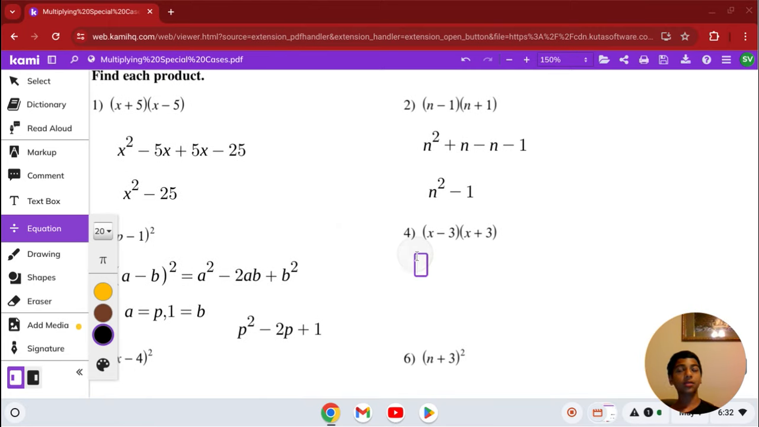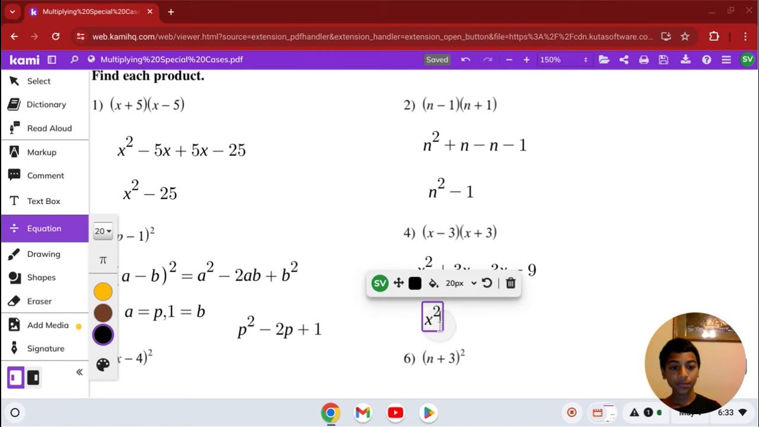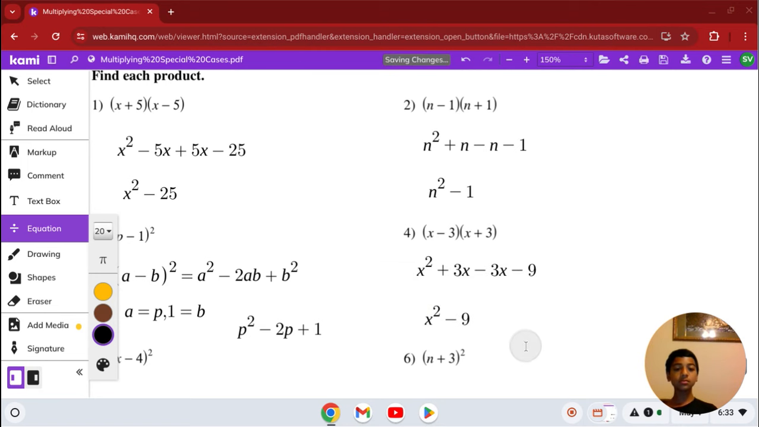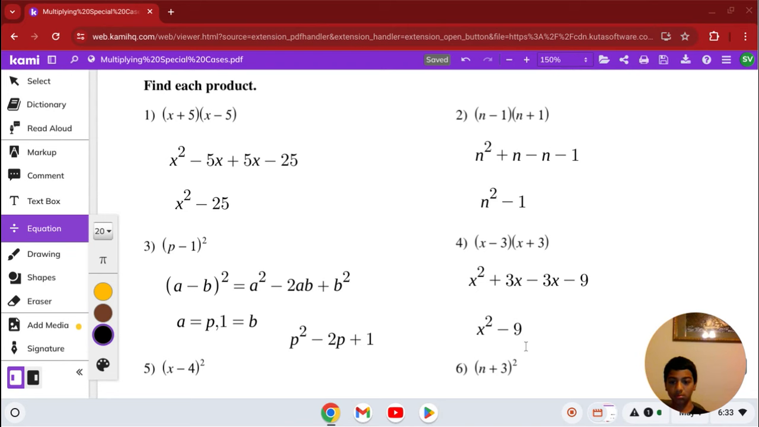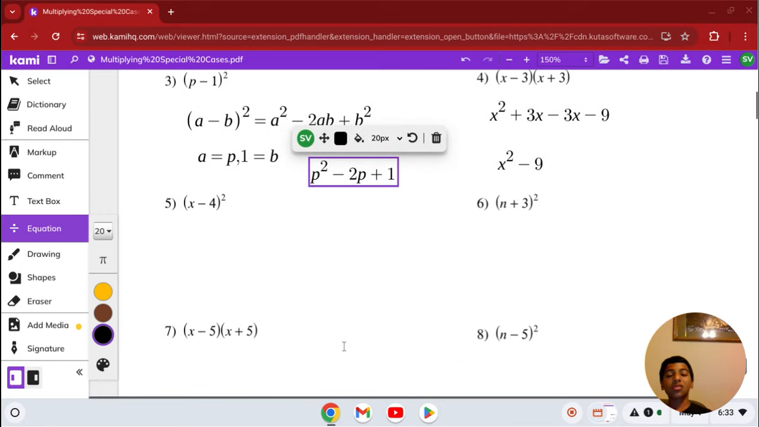Number 4, x plus 3 and x minus 3, or x minus 3 times x plus 3. X squared plus 3x. Negative 3 times x is minus 3x. And negative 3 times 3 is a negative 9. Simplifying this to x squared minus 9. That's our solution, number 4.